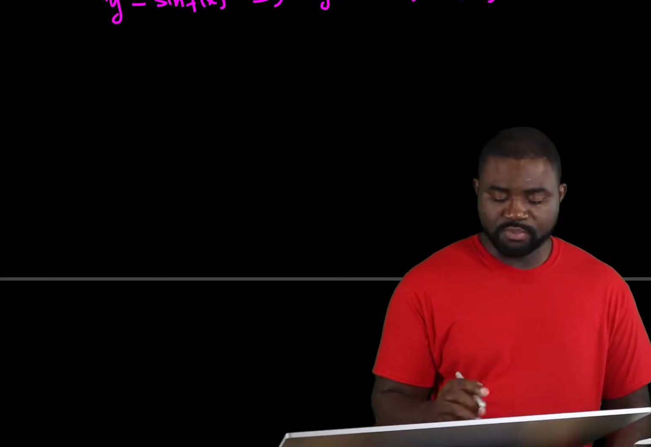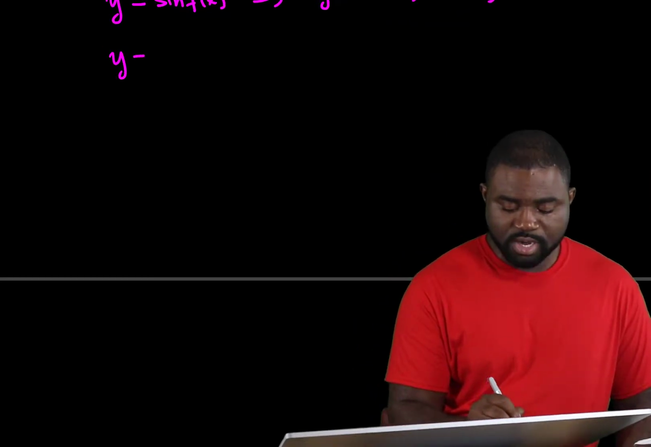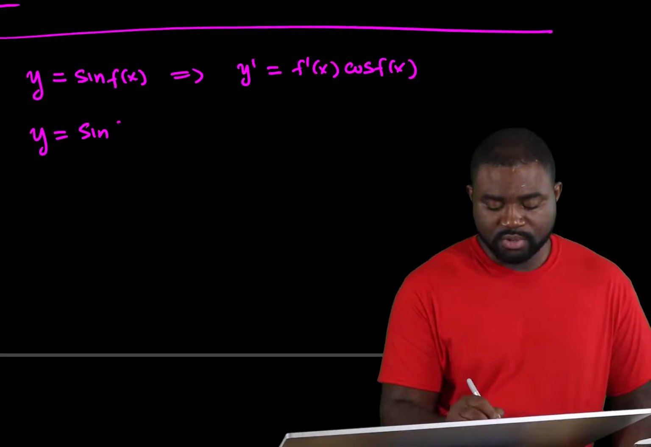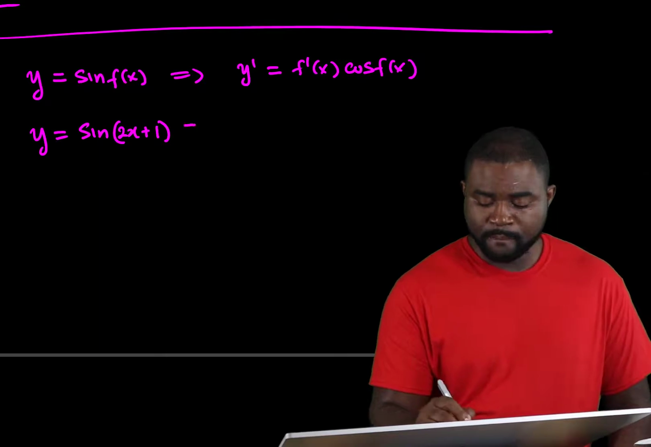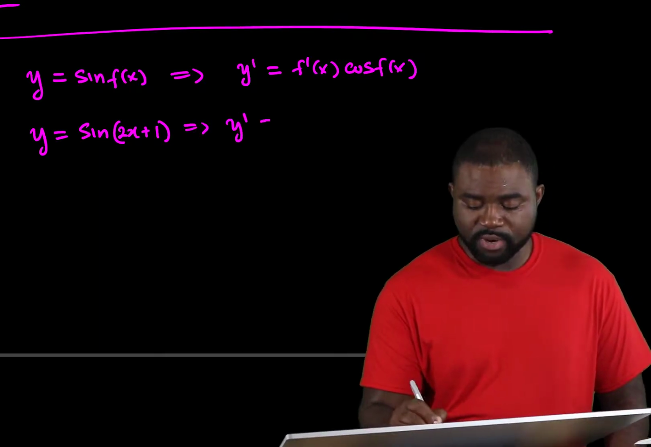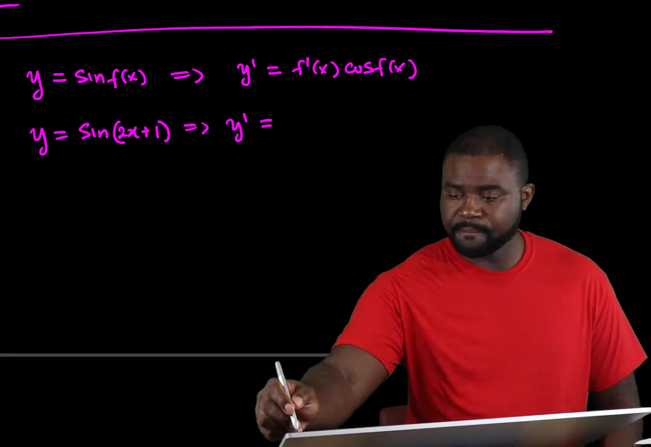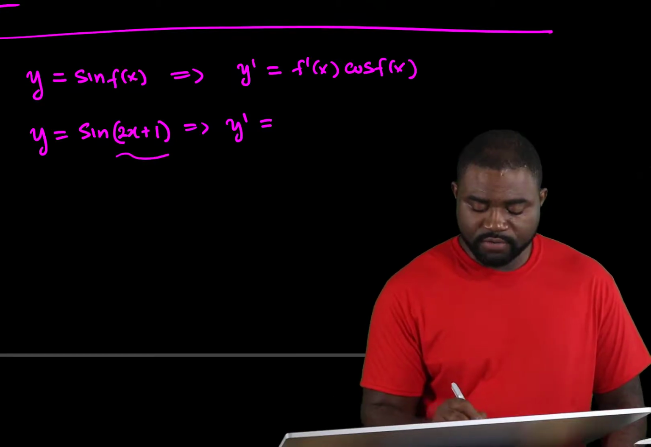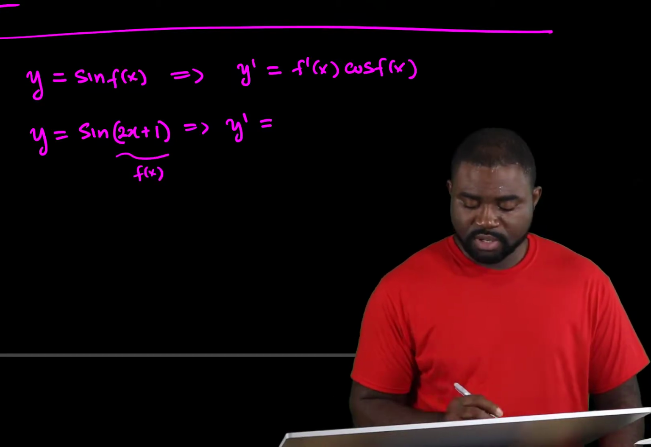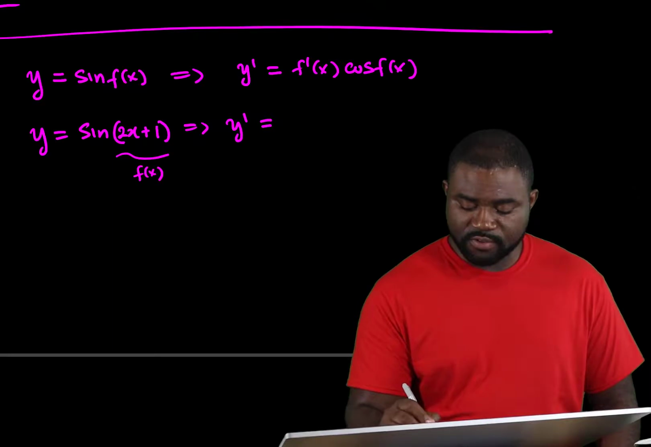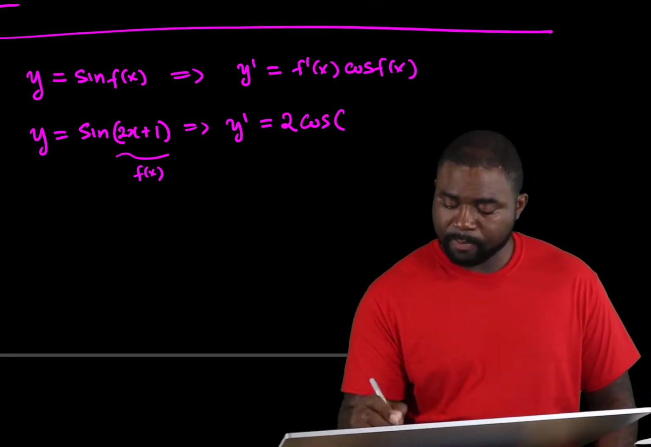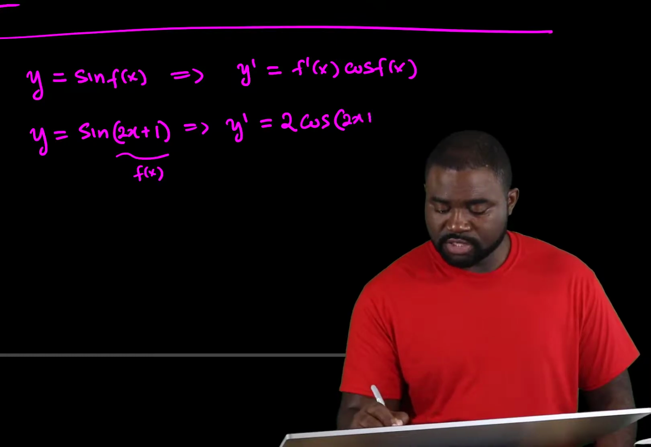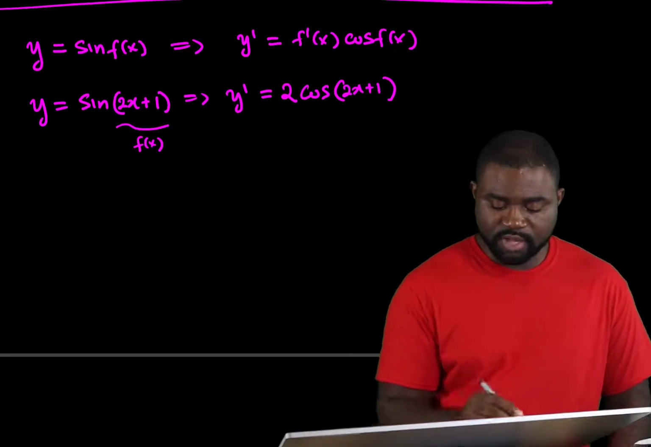Let me give you an example. For example, y is equal to sine of 2x plus 1. This would mean that y prime, this right here is our f of x. So f prime of x is just 2, so y prime is 2 cosine of 2x plus 1.